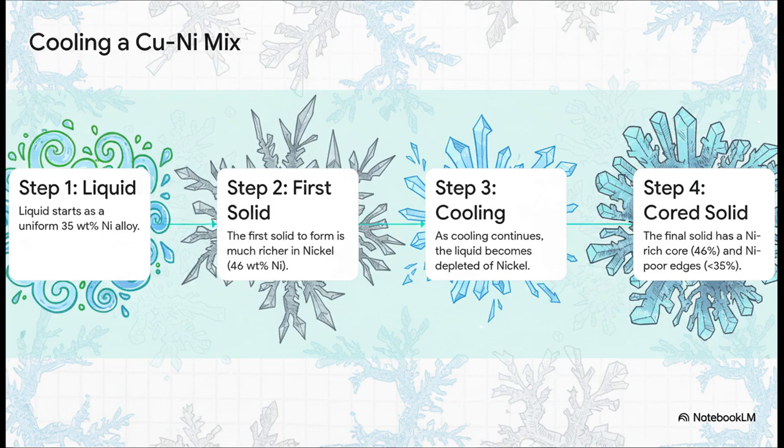You start with a liquid that's a perfect 35% nickel mix. But check this out. The very first bit of solid that forms is actually way richer at 46% nickel. It's greedily pulling extra nickel out of the liquid. So as things keep cooling, the liquid has less and less nickel to give, which means the new solid forming on top is weaker in nickel. The end result is a crystal that isn't uniform at all. It's got a nickel-rich center and nickel-poor edges. We call this a cored structure, and it's happening deep inside that steel ingot.